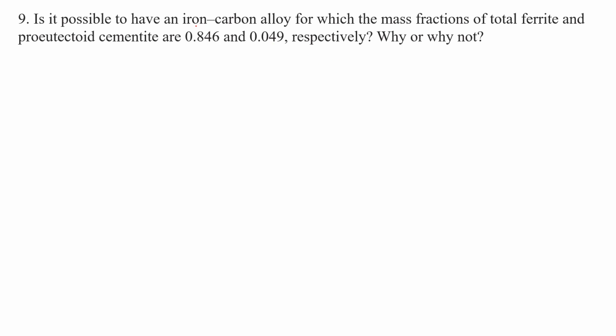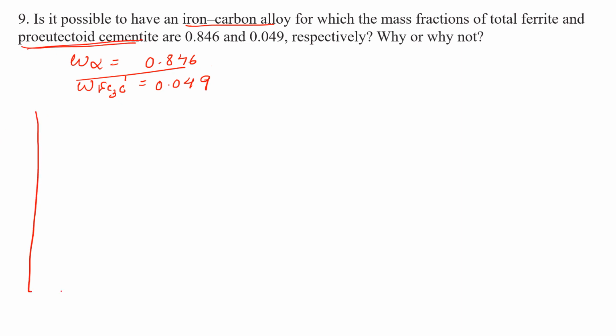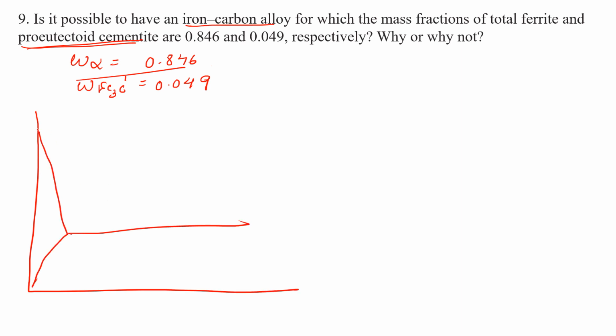Okay. So moving on to the next question, we have been asked, is it possible to have an iron-carbon alloy for which the mass fraction of total ferrite is 0.846 and mass fraction of pro-cementite is 0.049? Okay, so the mass fraction of total alpha is given here, so we'll just plug into the equation. If we have been given pro-eutectoid cementite, then for sure we are lying in the hyper-eutectoid regime. So we are somewhere here.